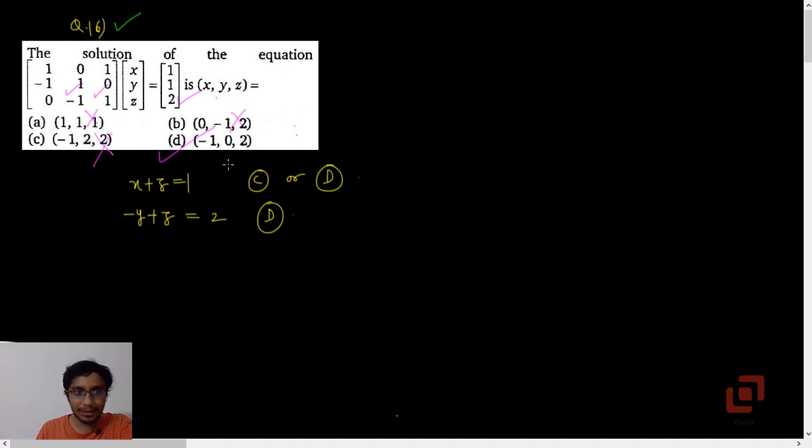So it's D. I guess I started with the first row, x plus z equal to 1. That eliminated options A and B, because x plus z is 2 there. And then if you consider minus y plus z equal to 2, that is the third equation, then C also gets eliminated. So it is option D.